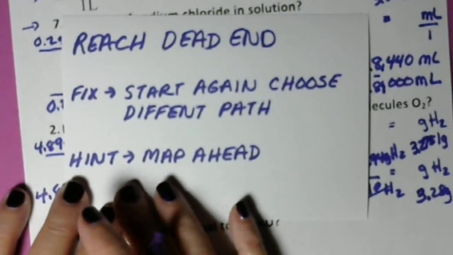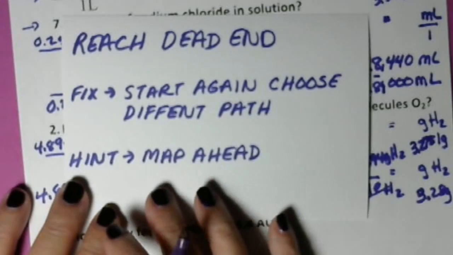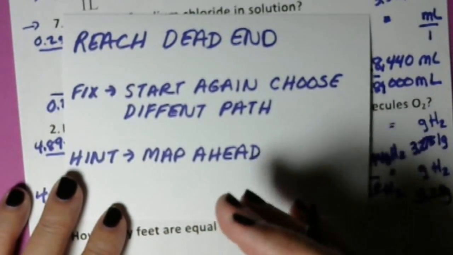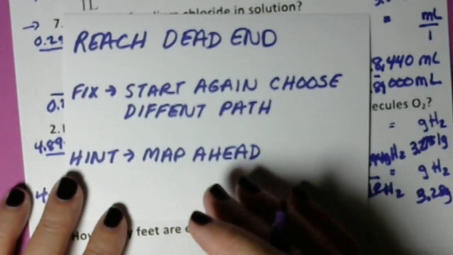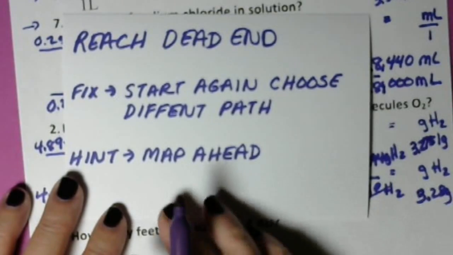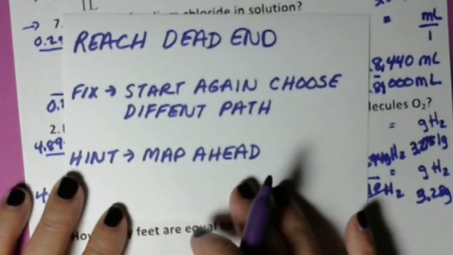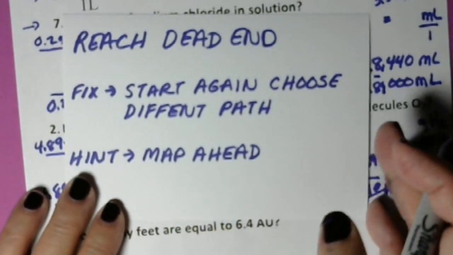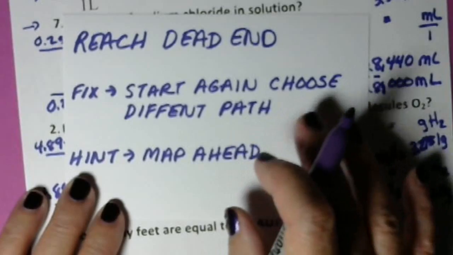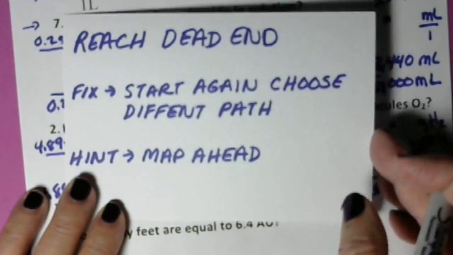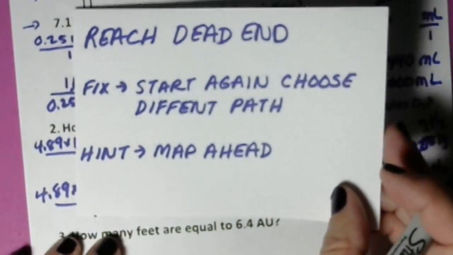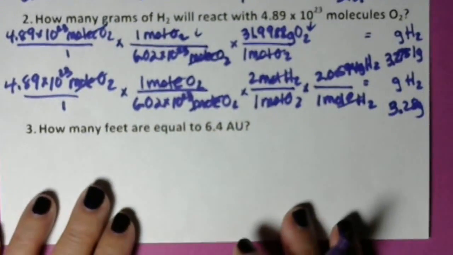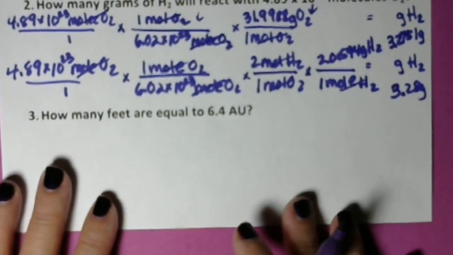So what's the hint to avoid this? If I had thought ahead, I might have looked at the next step. What if I use grams of oxygen? What am I going to do after that? So if you take some time and map out where you're going next, that can help you avoid this type of problem. But even if you get here, remember you can always find a different path. All right, so that's mistake number 2. And let's try one more, mistake number 3.